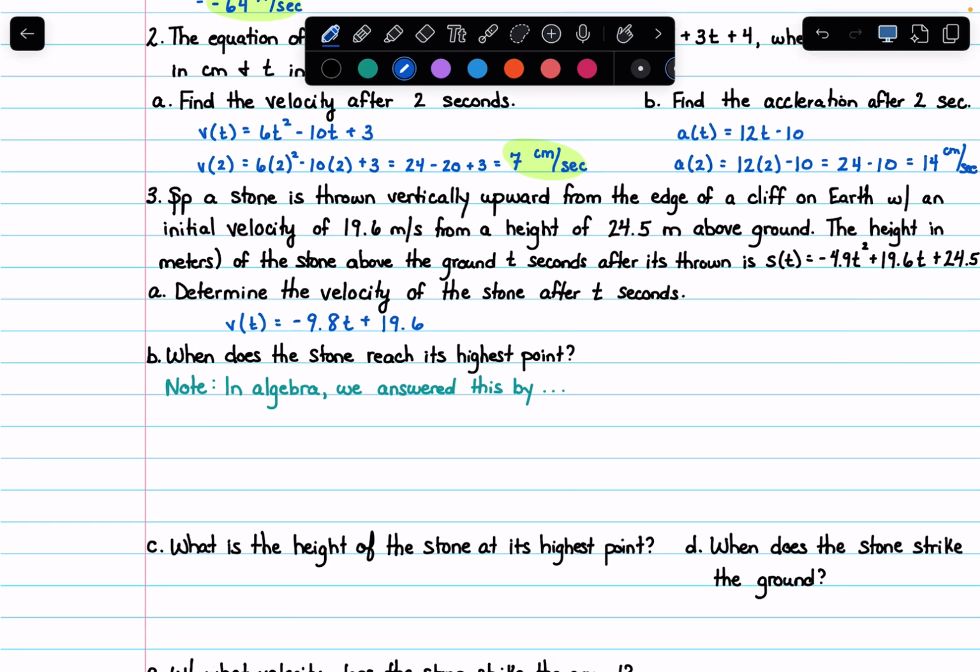Then it says, when does the stone reach its highest point? So we're throwing the stone in the air, right? In algebra, if I throw it, it's going to reach a point and then come back down, right? We would answer it by finding the x-coordinate of the vertex of the parabola, because it would make a parabola shape. I throw it up, it reaches some point and comes back down, okay?